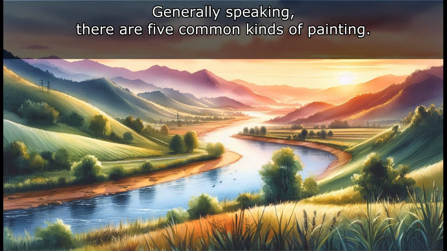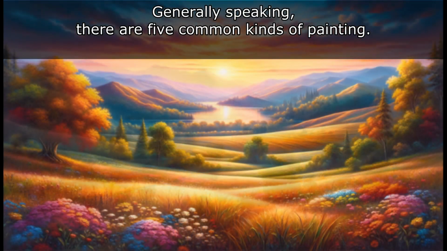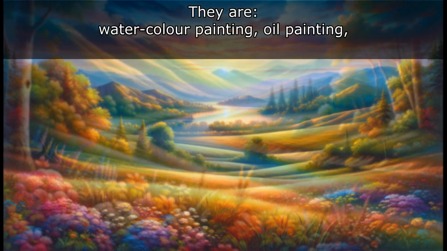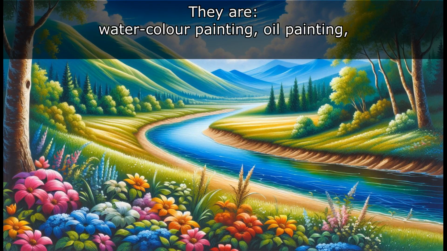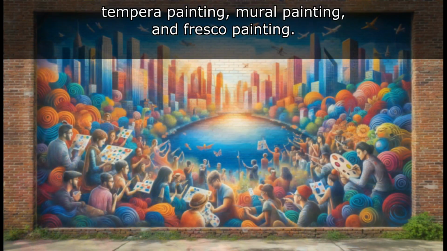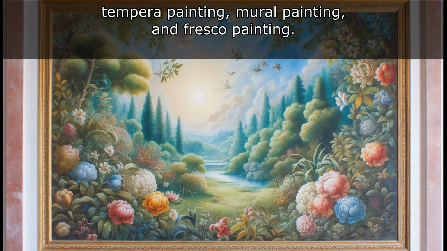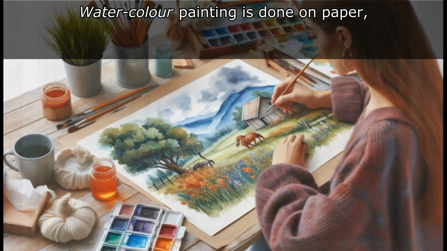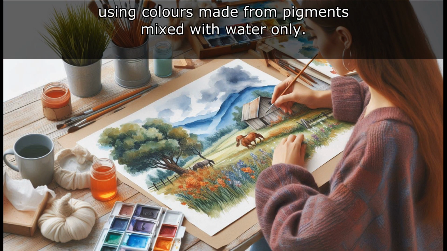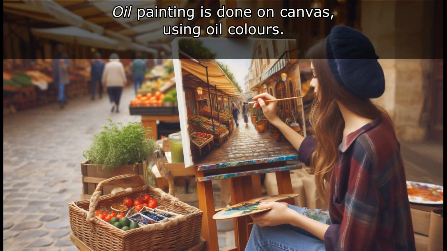Generally speaking, there are 5 common kinds of painting. They are watercolor painting, oil painting, tempera painting, mural painting, and fresco painting. Watercolor painting is done on paper, using colors made from pigments mixed with water only. Oil painting is done on canvas, using oil colors.